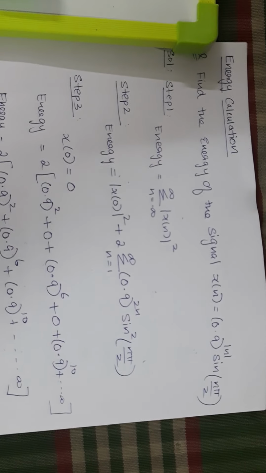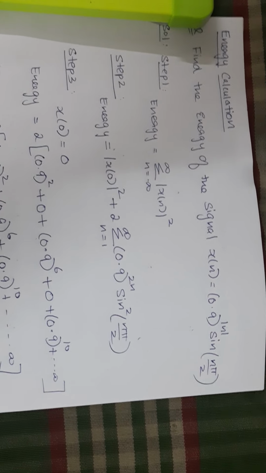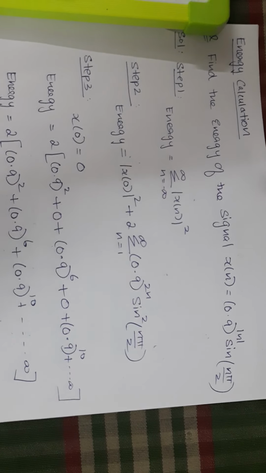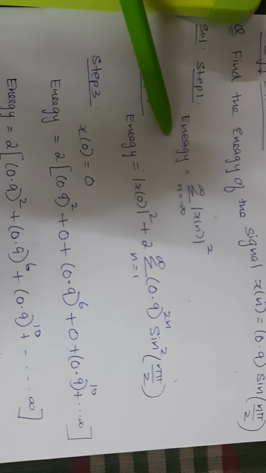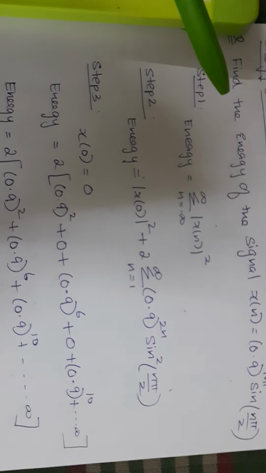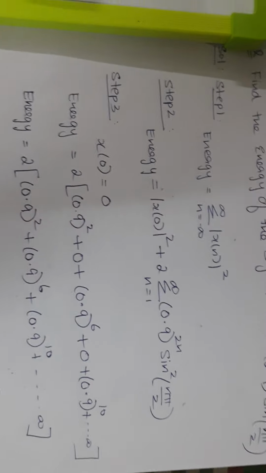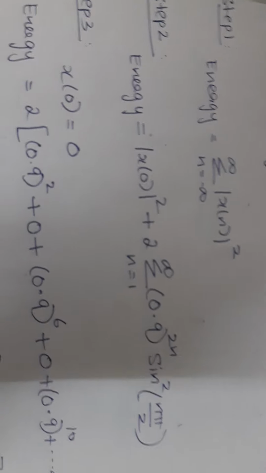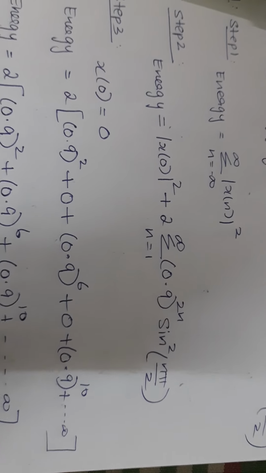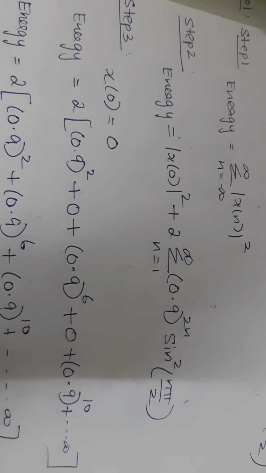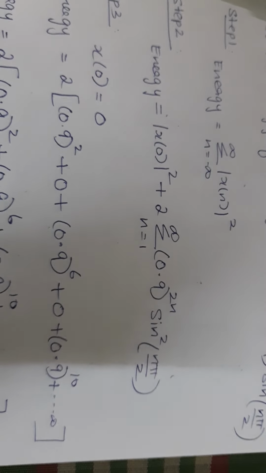First problem is find the energy of the signal h of n equal to 0.9 to the power mod n sin n pi by 2. So we all know the formula of energy is given by summation n from minus infinity to infinity mod h of n the whole square. And we can rewrite this as energy is equal to mod h of 0 the whole square, and since n ranges from minus infinity to infinity, we can split it as 2 times from 1 to infinity and calculate for the positive n only.